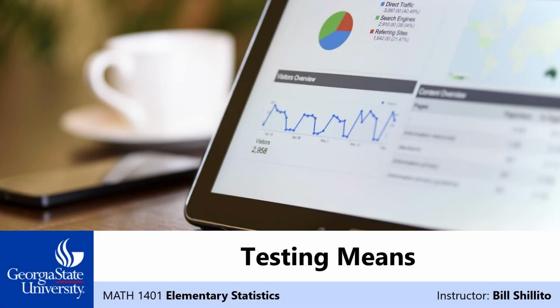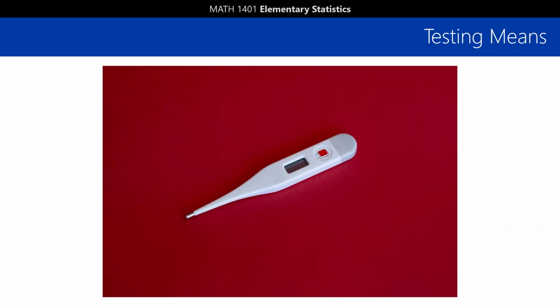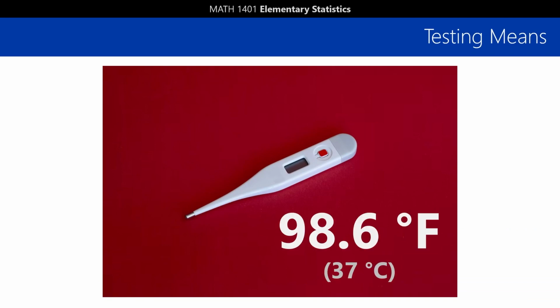In this video, we'll continue our study of hypothesis testing, this time using it to test claims about means. Pop quiz. What's the average human body temperature? If you're like most people, you said 98.6 degrees Fahrenheit, or 37 degrees Celsius if you use the metric system. That's what everybody always says.